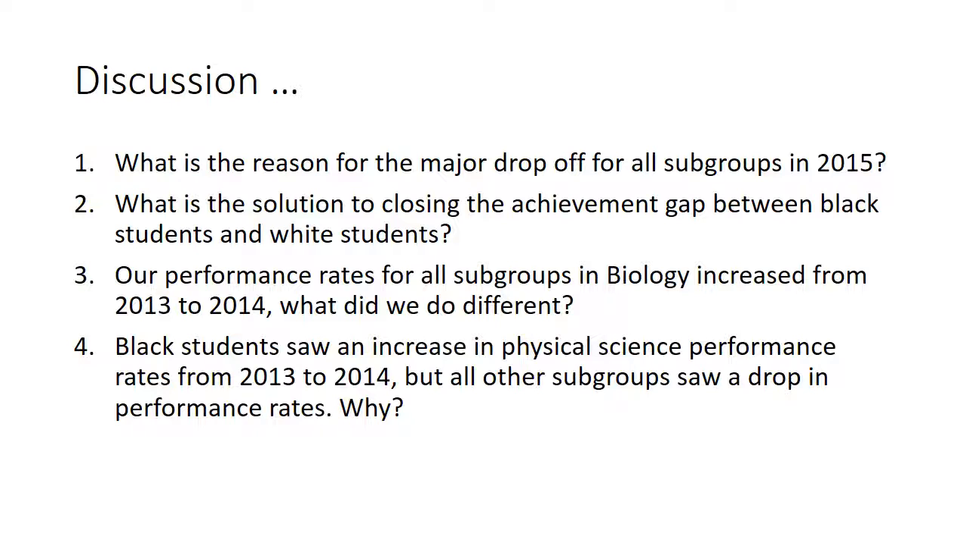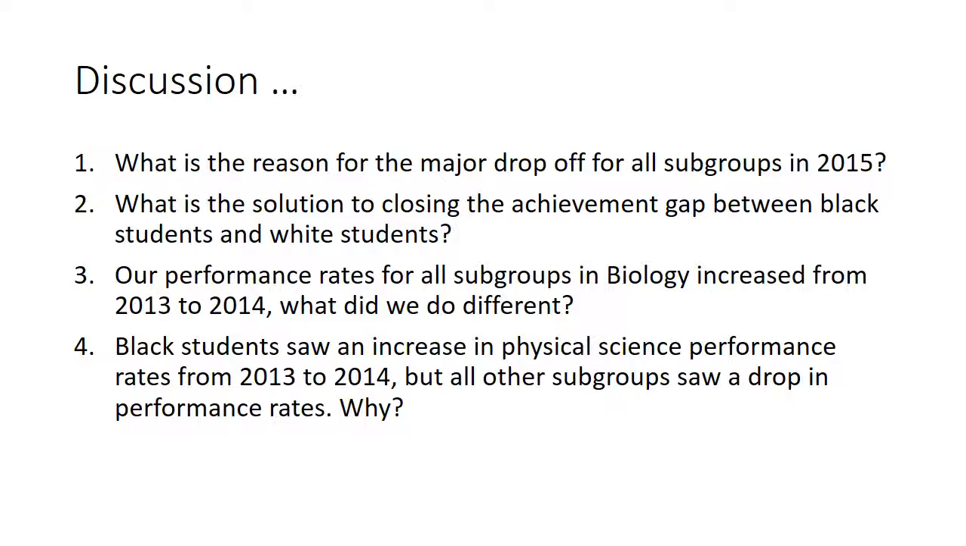As far as looking back at the data that's been observed here recently, here are some discussion questions that we can evaluate and reassess, to see what exactly is taking place here. So what is the reason for the major drop-off for all subgroups in 2015? And we can look at the company. Yes, that's an idea, but what is it? Or is the test written at a higher level? Are there more questions? Or are they longer questions? Looking at the vocabulary, really trying to get their hands on the tests and break them down question by question. That would be an idea.